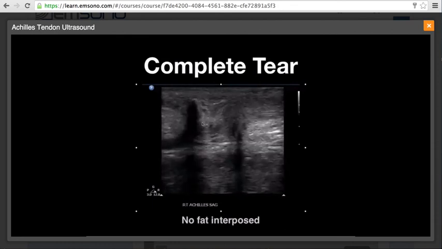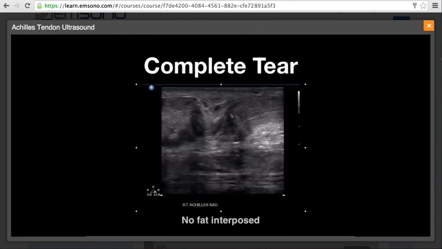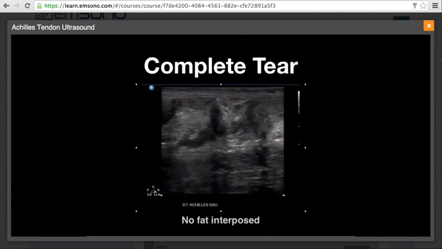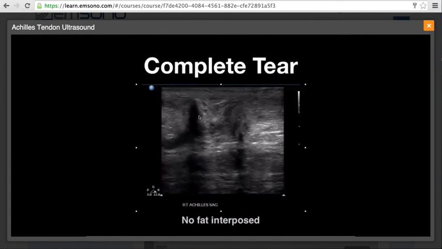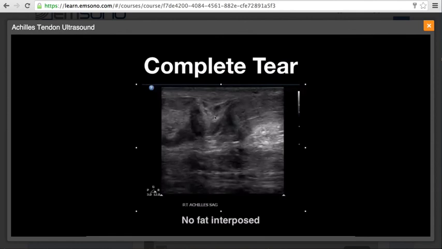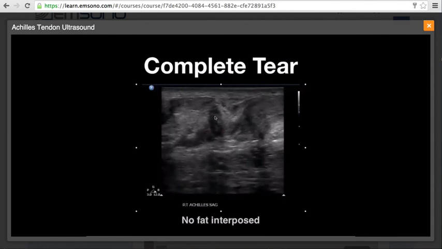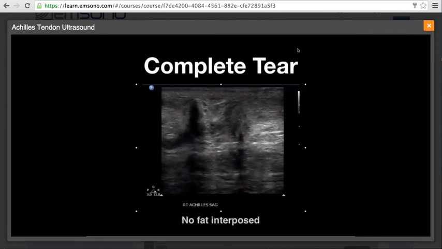Here's a patient with a complete tear. You can see the proximal and distal edges, and you can see that there's really no fat interposed and no hemorrhage, and that these edges are fairly well approximated. This was a patient who was managed non-operatively and actually did well.